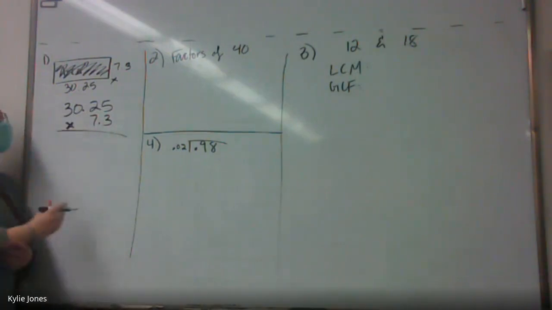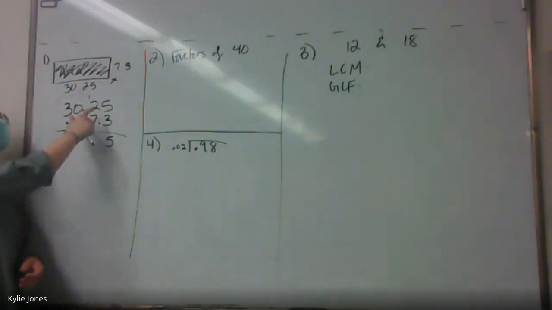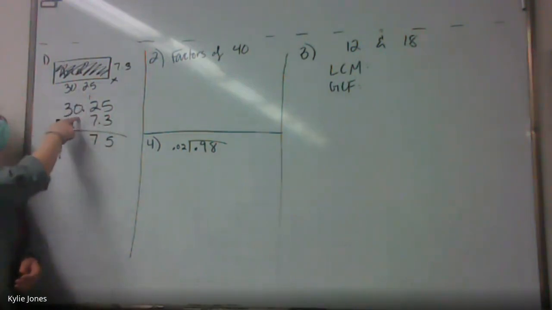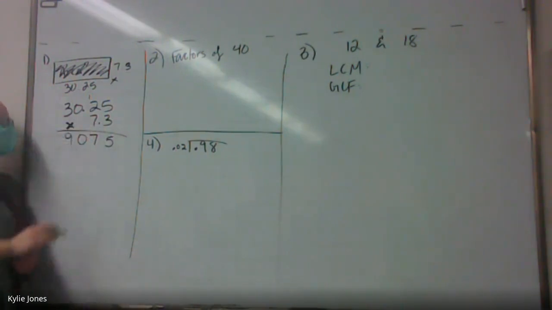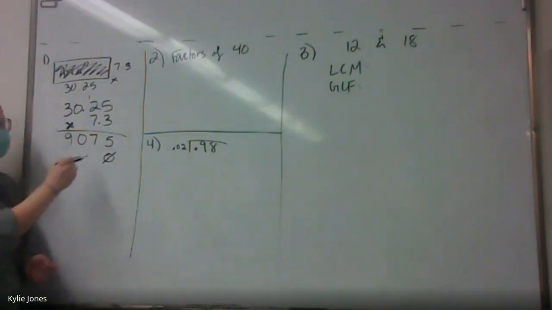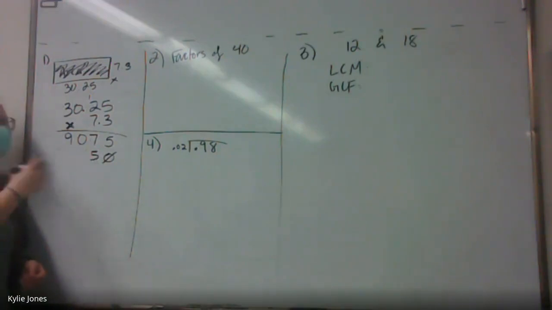What is 3 times 5? 15, carry a 1. What is 3 times 2? 6 plus 1? 7. What is 3 times 0? 0. And 3 times 3? 9. Good. What do I do next? Multiply it by the 7. Good. So what do I have to add here? My placeholder 0. Then we can do 7 times 5. 35. I thought I heard 85, and I was like, whoa, no.